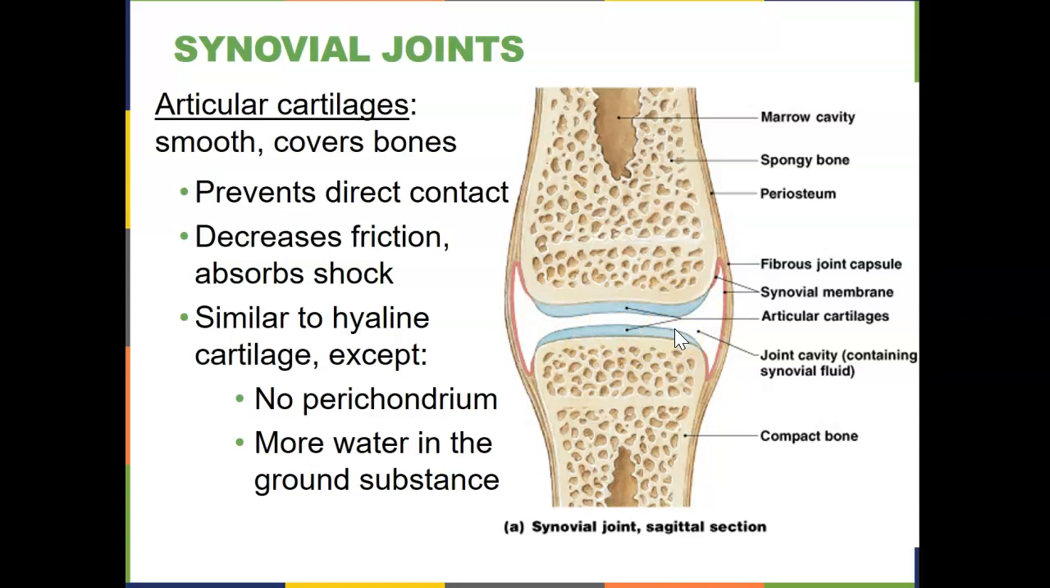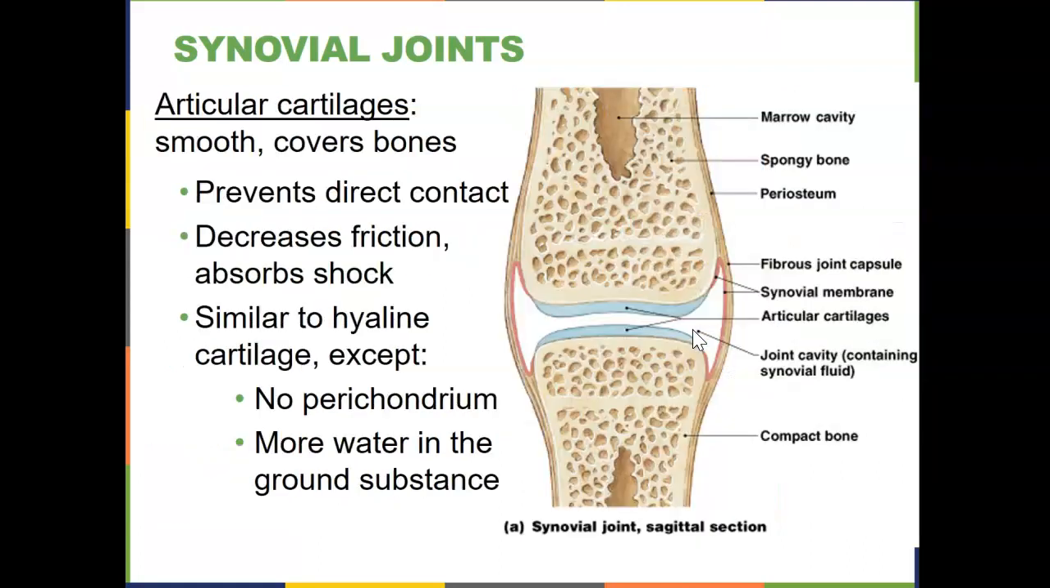Later on in this lecture, we're going to talk very briefly about osteoarthritis and how osteoarthritis breaks up articular cartilage inside of a synovial joint. So basically, again, articular cartilage is a smooth bone covering that protects each individual bone, keeps the bone from grinding on its partner, and decreases friction. It is similar to hyaline cartilage, except there's no perichondrium, so there's no connective tissue on the outside, and there's more water in the ground substance. It's squishier, basically.